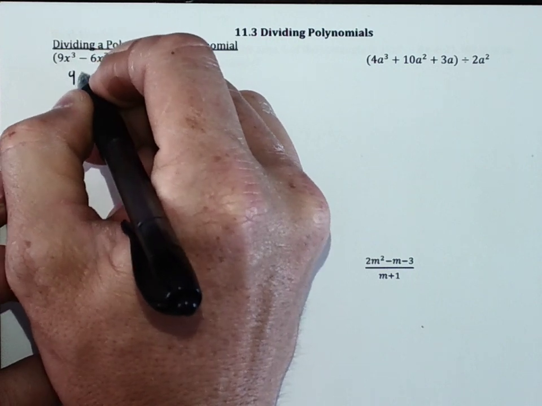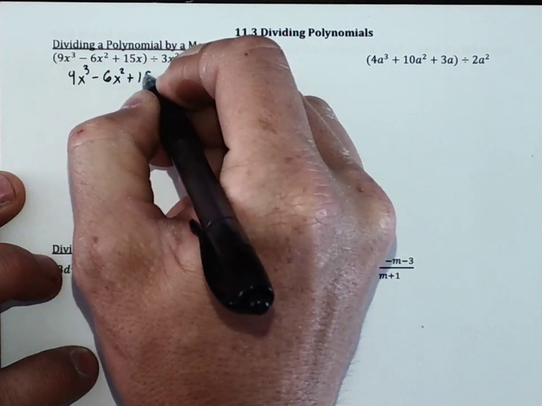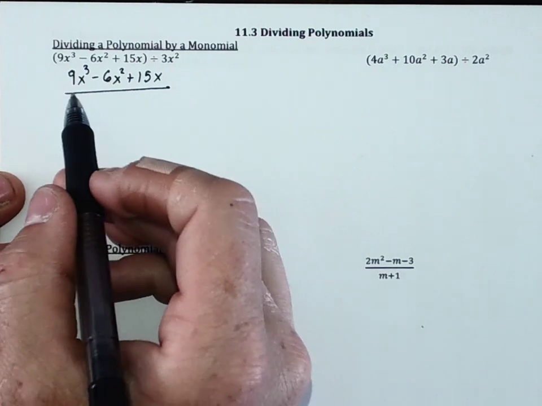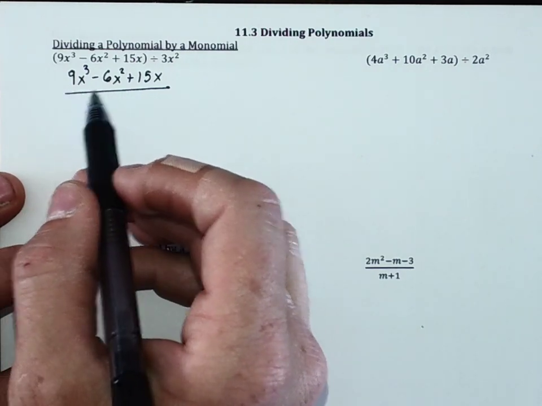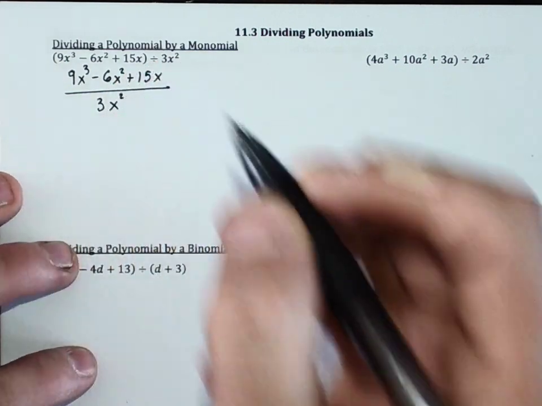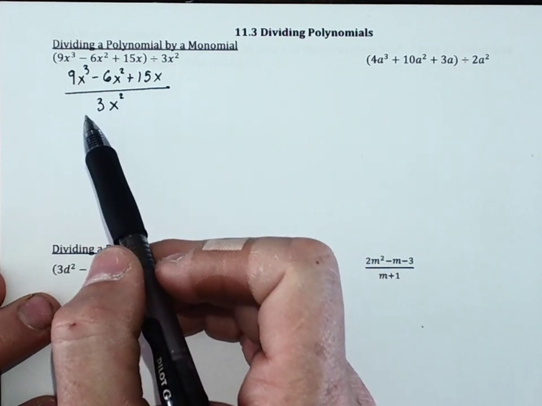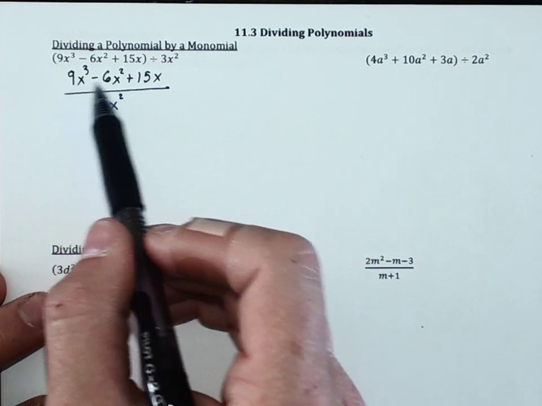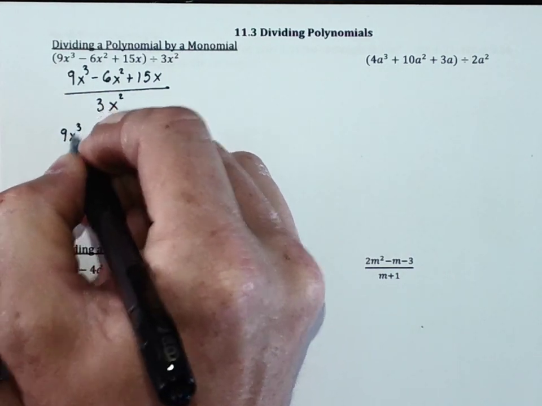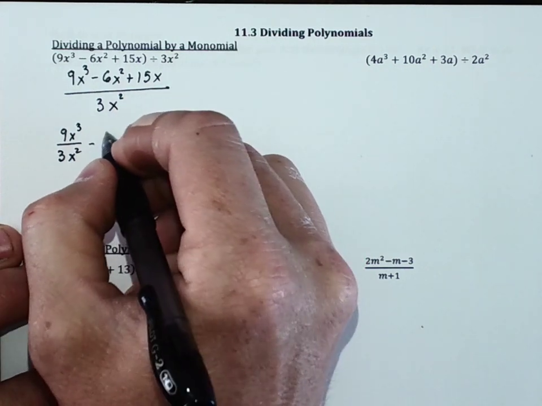Another way of writing this, and this is the more correct version that you are going to be seeing from now on, is that the entire thing of 9x cubed minus 6x squared plus 15x is being divided by 3x squared. Now what this means is the entire thing is being divided, which means that every single entity separately is being divided. This is called splitting up fractions.